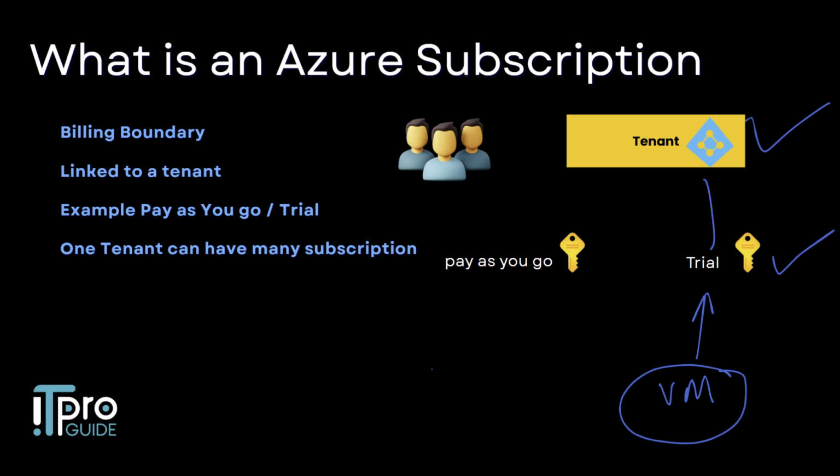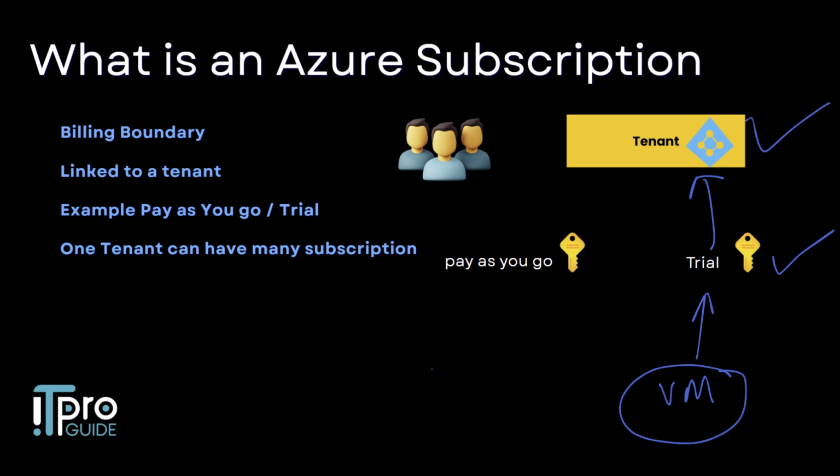Many organizations create separate subscriptions for production, development, and testing for their management easiness. And some are separated as different departments also. And this helps them to control the cost and also the access.